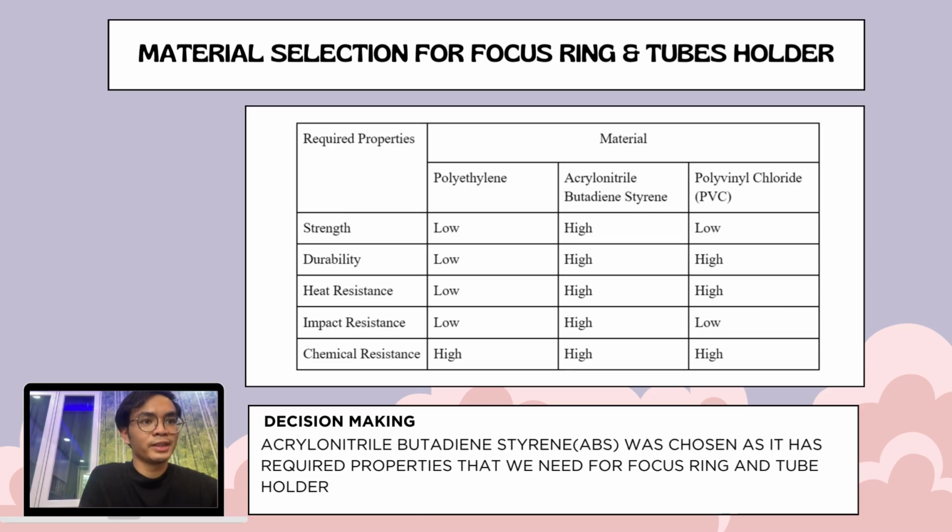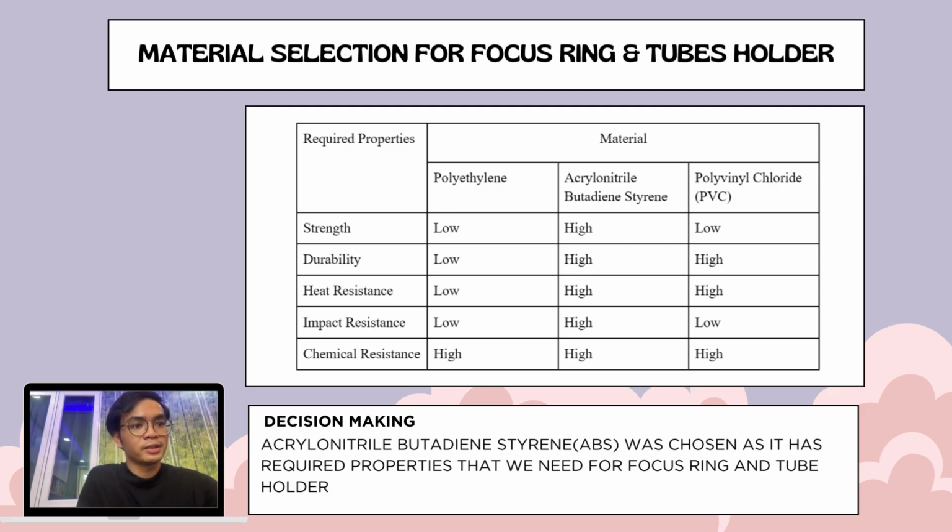Now we are choosing material for the focus ring and tube solder. We choose these two together because they are parts of the binocular body. For these two parts, we use the same material, and we compare three materials: polyethylene, ABS, and PVC. For polyethylene, we know that strength, durability, heat resistance, and impact resistance are very low. The only high one is chemical resistance.